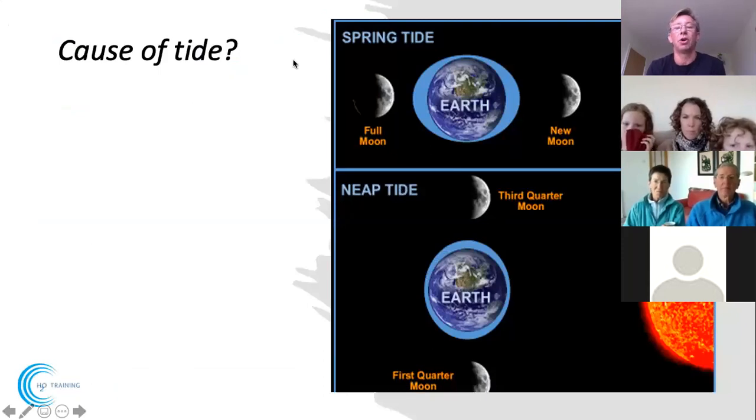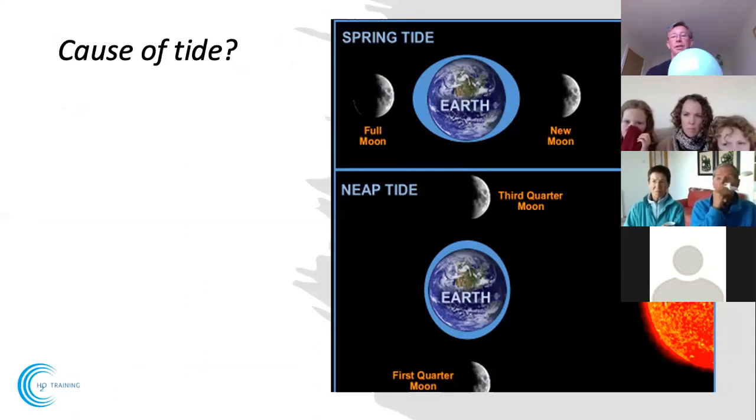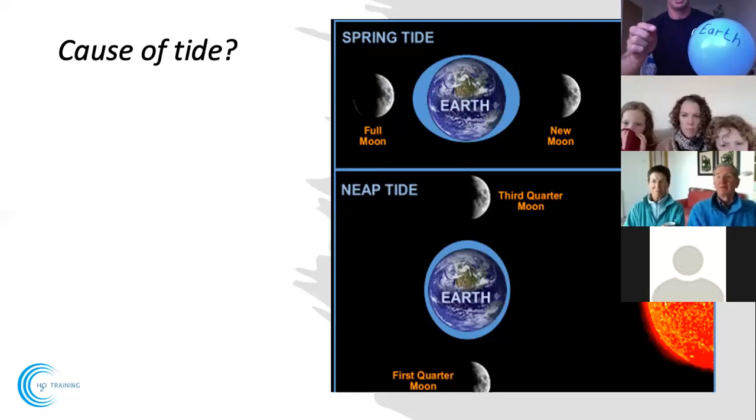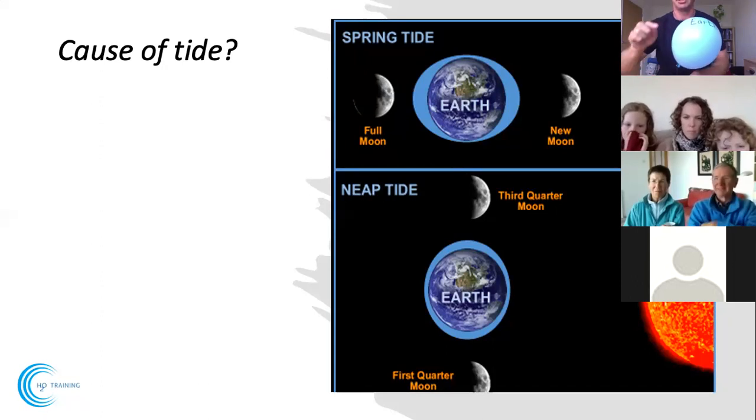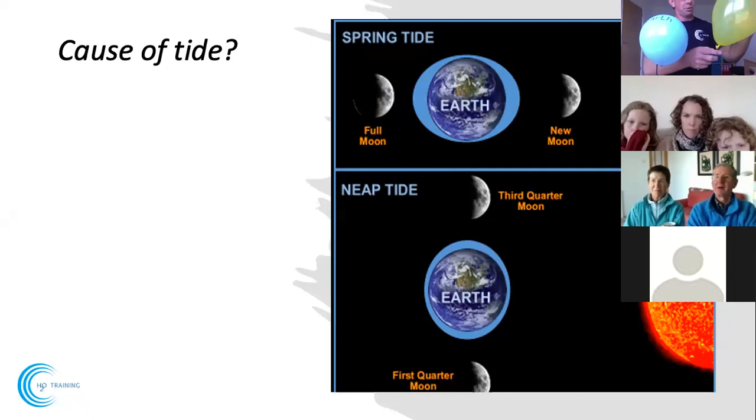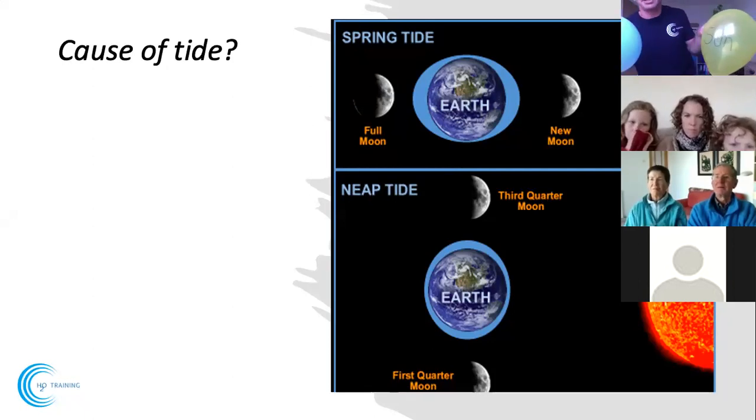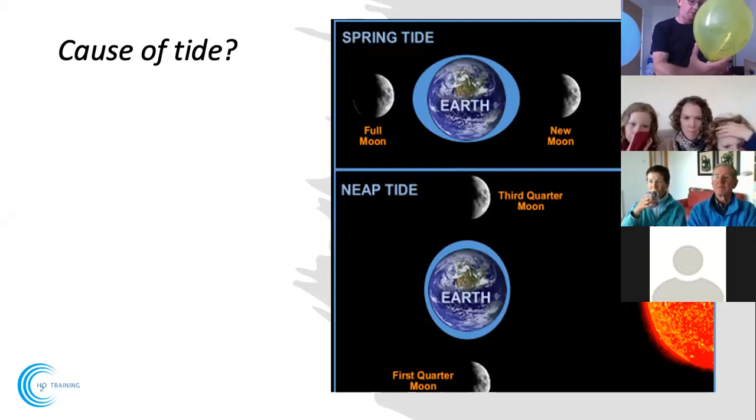So the tide is caused by the sun and by the moon, and to a lesser extent by the sun. Now I have some very advanced props here to help with this, which hopefully you can see. This is the Earth. You can tell it's the Earth because it says so on the front. This represents the sun, and you can tell it's the sun because it says so on the front.